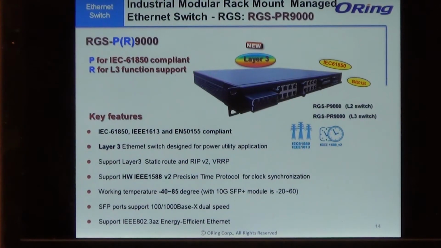RGSP R9000 is a modularized rack mount managed Ethernet switch which supports layer 3 functions. The routing protocol supported is RIP version 2 and VRRP. The certification supported is IEC62439 for the power utility, and also 50155 compliant for the rolling stock, the railway application. And also the working temperature is from -40 to 85, the wide temperature supported.